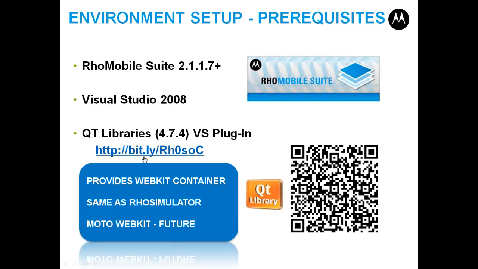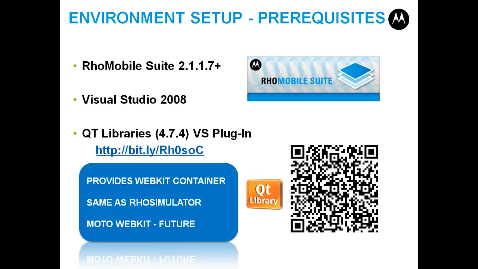So as I mentioned, you need RhoMobile Suite 2.1. You will also need Visual Studio 2008 or above. And you also need to install a couple of things. The first thing you need to install is Qt libraries. So here's the link for them. There's the QR code for the download as well.